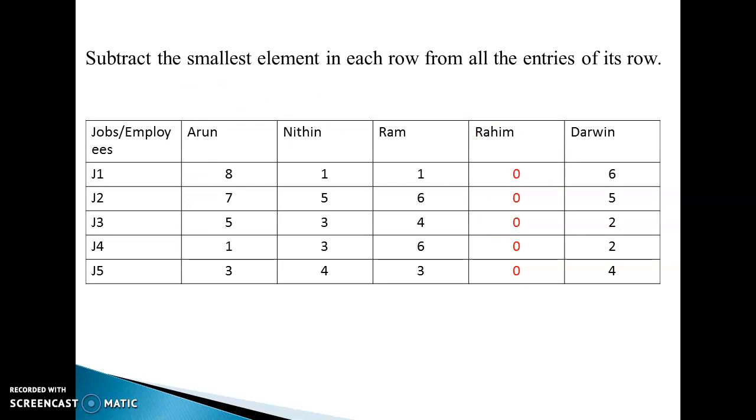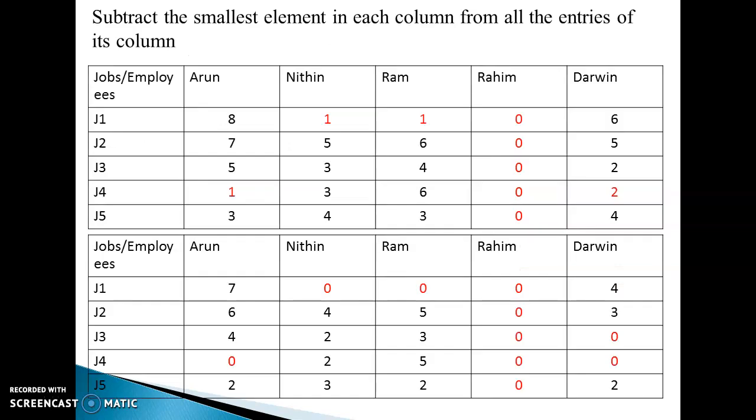Then, in the next step, find out the minimum value in each column. Now, in this column, 1 is the minimum. Here also 1, 1, 0 and 2. Find out the minimum values in each column. Now, subtract that element from all the entries of that particular column.